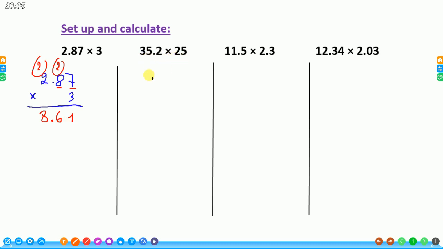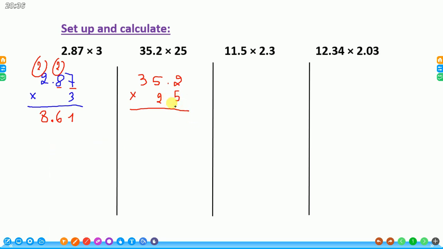35.2 times 25. So first I write 35.2. Then when I line up 25, I write it from right to left. 5 below the 2 and the 2 below the 5. Then I multiply.